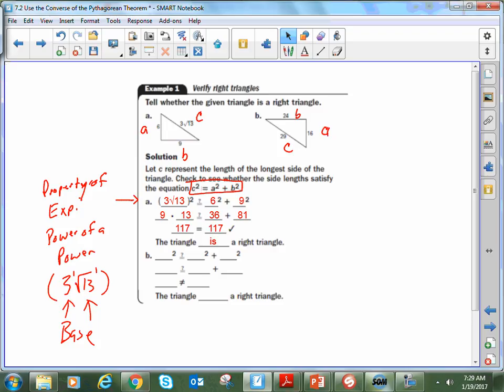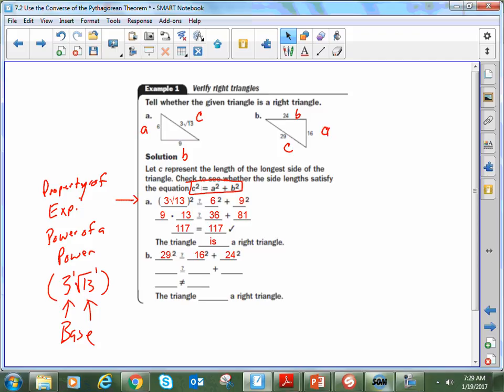Doing the same process for triangle B, if I substitute the values here, I'm going to say 29 squared is equal to 16 squared plus 24 squared. But we're not really saying equal to. We have that little question mark over the equal sign because we're not 100% sure.